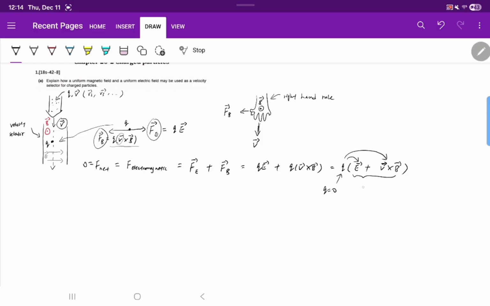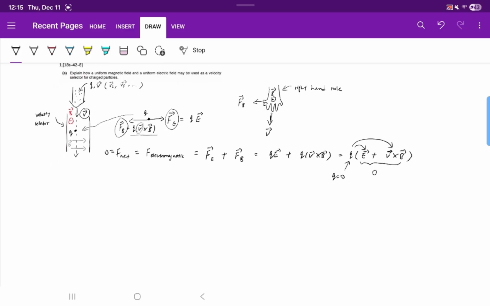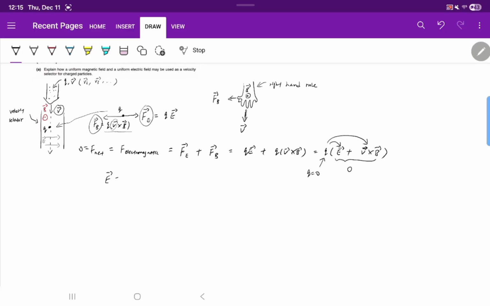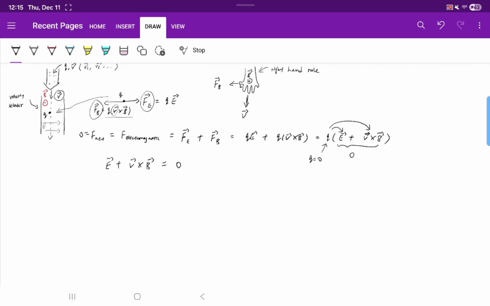The other case is that this term must be equal to 0, right? Because you want the net force to be equal to 0, then the charged particles will be able to move out of the selector without deflection, right? So the electric field plus the cross product of velocity and the magnetic field must be equal to 0.